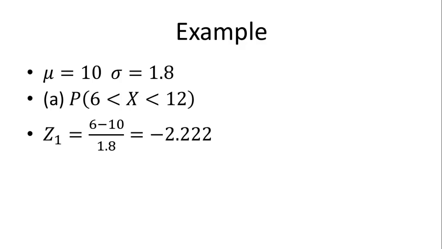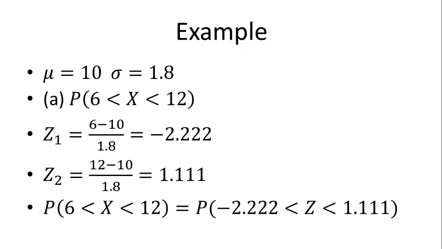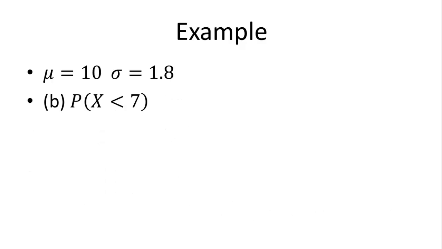Again, we're going to do 2 Z transformations here. Z1, negative 2.222. Remember, we're rounding that to 3 decimal places, because that's how many numbers we can look up in the normal distribution table. Z2, 12 minus 10 over 1.8, 1.111. So the z-score that's equivalent to having fuel consumption between 6 and 12 is the z-score between negative 2.222 and 1.111.